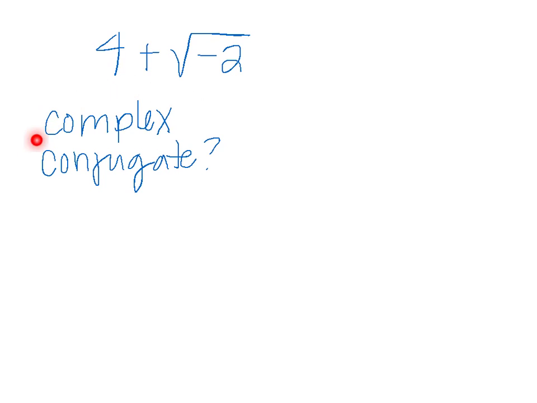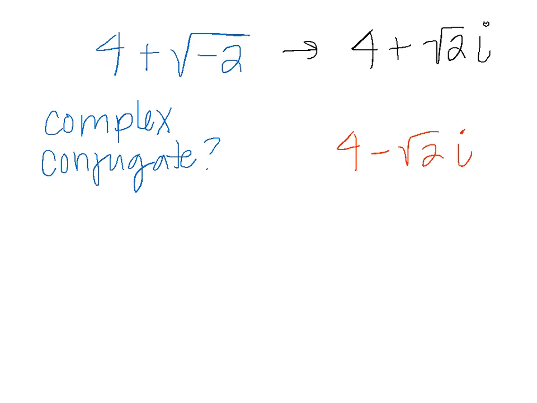We've talked a lot about the term complex conjugate. Now this looks weird because I know I shouldn't have a number that looks like this. So first thing I'm going to do, I'm going to write this as root 2i or i root 2. It means the same thing. And now I can go ahead and write the complex conjugate. We said the complex conjugate, same two terms, change the sign in between. So I would get 4 minus root 2i as my answer.